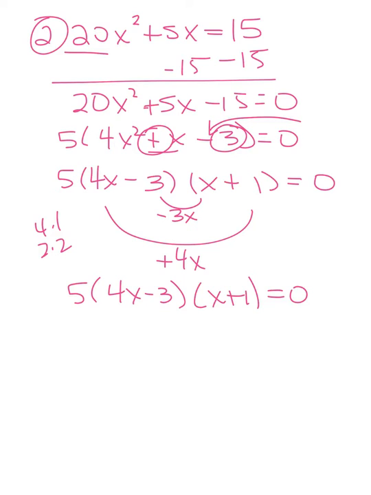Now I have to solve. At this point, if I look, I have two x's, one here and one here. So it tells me I'll have two solutions. I can't set this 5 equal to 0 because 5 isn't equal to 0. 5 is equal to 5. So I'm just going to leave that there.